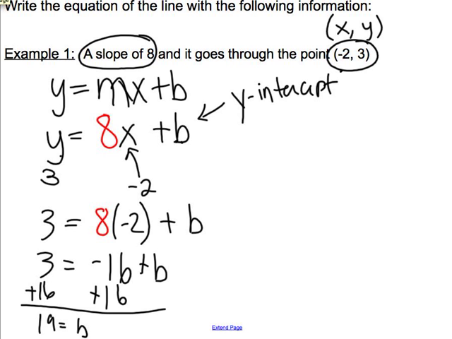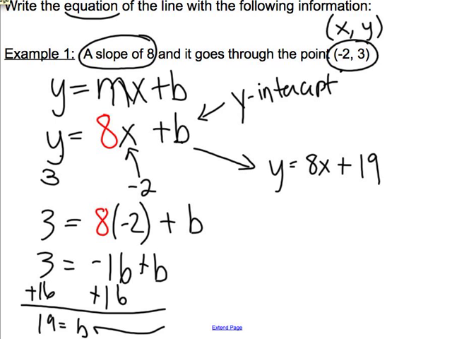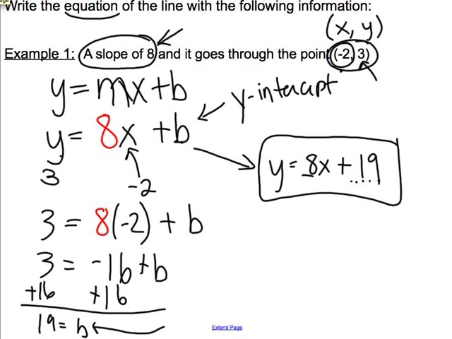Remember, my ultimate goal is to be able to write the equation. So my equation now is, I already had half of it to start with. Now I can finish it. Y equals 8x plus 19, because I got 19 for b, and my slope was given to me as 8. So I put in 8 for m and 19 for b. And if I were to check, I could plug in -2. I should get an answer of 3 when I plug in -2. That means the rule works for the information I was given. There's your answer for example number 1.